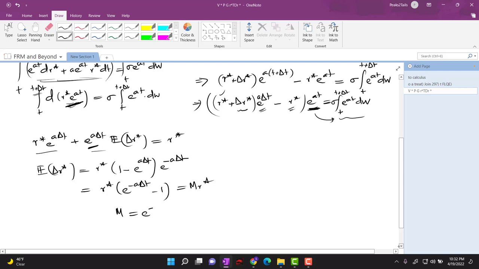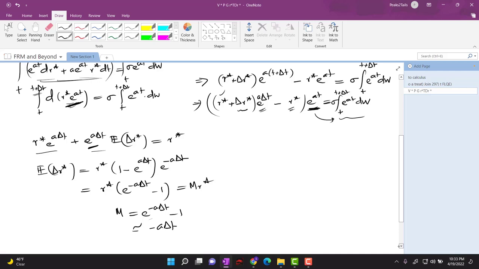Now this can be approximated. If delta t tends to 0, then e to the power x is 1 plus x, right? So 1, 1 will get cancelled, we get minus a delta t. This is what we had earlier, okay? So this proves the formula that's given for expectation. Now let's take the variance.